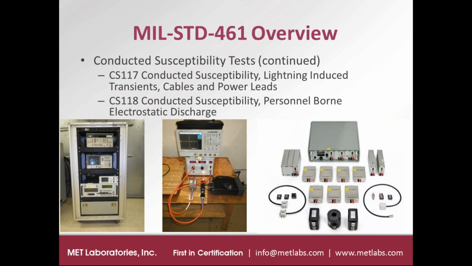So the pictures on this page just show some example test equipment. The left side shows the rack of equipment used for CS114 testing, which contains a signal generator, spectrum analyzer, RF amplifier, and a power meter. The picture in the center shows the test setup for testing an equipment under test for the CS115 and 116 tests. And on the right side is a layout of test equipment used for the CS117 lightning test. There are many modules that can be installed inside the main chassis of that system one at a time in order to accomplish all the various waveforms that are required.